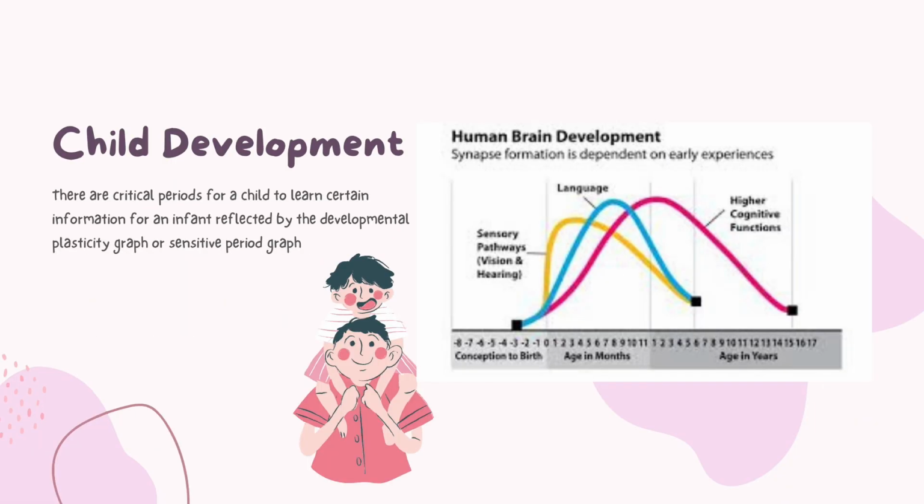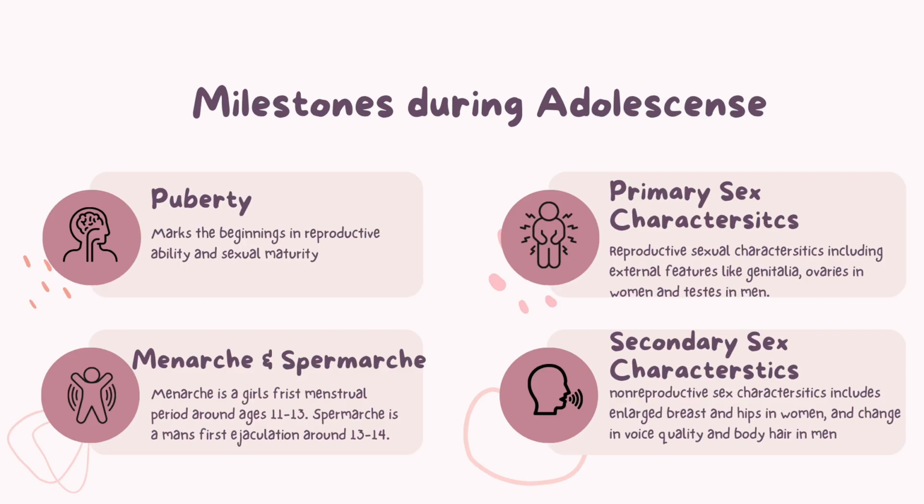It's important to note that there are critical periods for a child to learn certain information. For an infant, this is reflected through the developmental plasticity graph or the sensitivity period graph. As time progresses, it becomes incredibly hard for children to start learning new material, which is why it's so critical throughout the early moments. There are also milestones for adolescence.